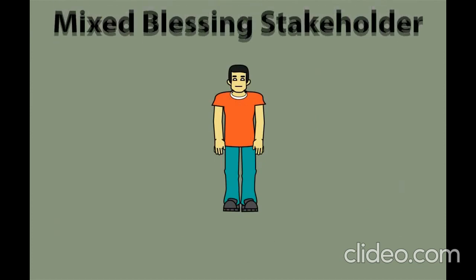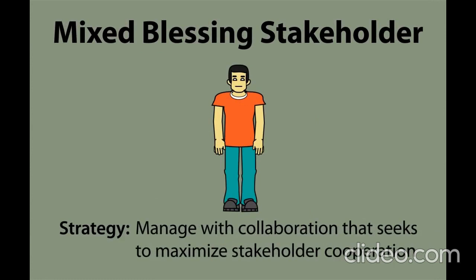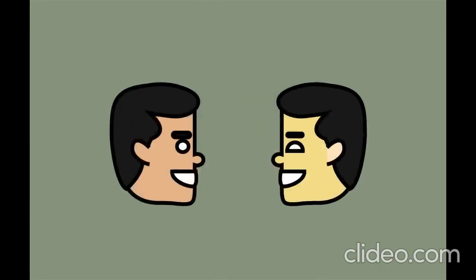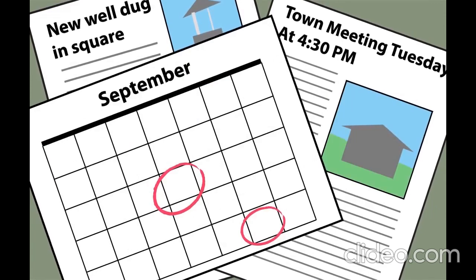The mixed blessing stakeholder. They have potential to threaten or cooperate. Manage them with collaboration that seeks to maximize stakeholder cooperation. For effective multi-stakeholder involvement, engage frequently and systematically. Remember that communication must be two-way, and create channels for communicating with all stakeholders.